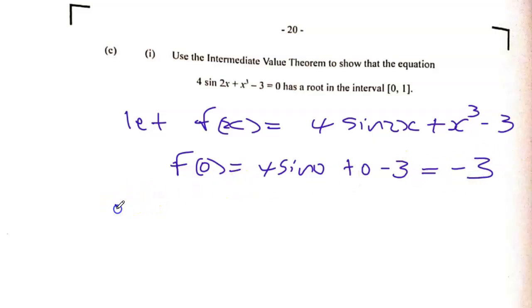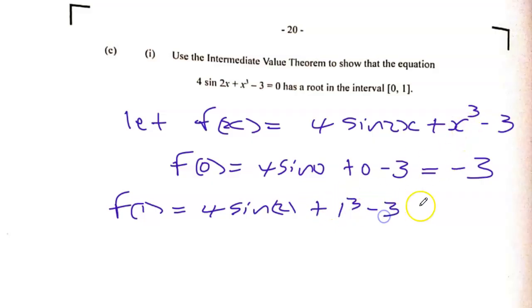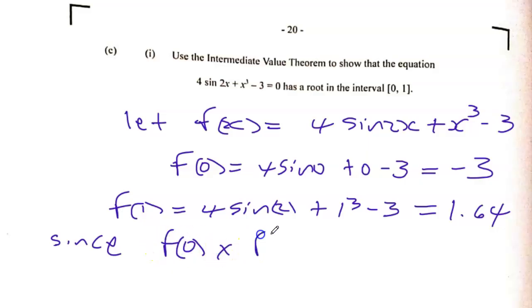And we can find f of 1. f of 1 would be equal to 4 sine 2 plus, replacing x with 1, 1 cubed minus 3, which would be equal to 1.64. So since f of 0 times f of 1 is equal to minus 3 times 1.64, which is obviously a negative number. It's less than 0.